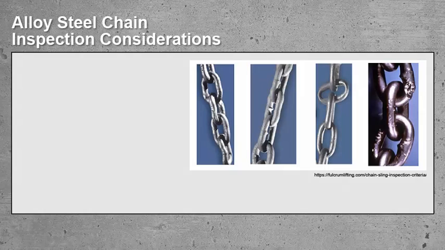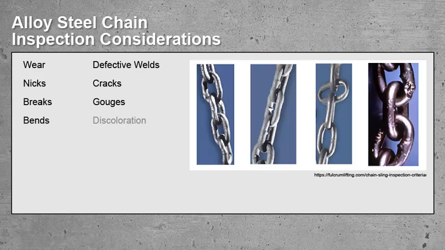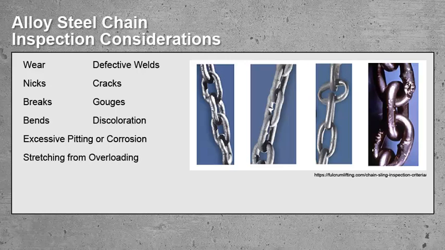Some considerations while inspecting this type of sling are evidence of wear, defective welds, nicks, cracks, breaks, gouges, bends, and discoloration due to excessive heat. Also look for excessive pitting or corrosion. The chain links will stretch when overloaded and with long-term use. Always ensure the sling ID card is attached and legible. This type of sling is the only type that has a requirement to maintain an inspection record.